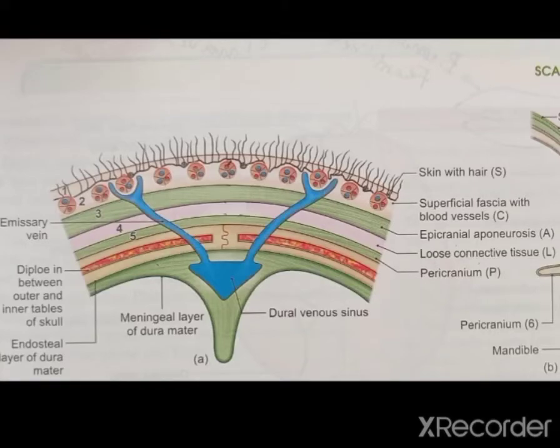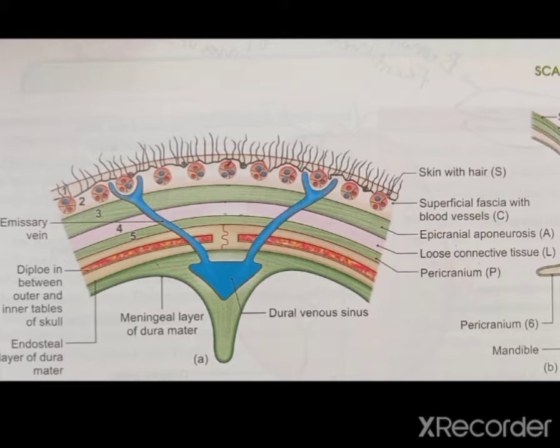In this tutorial, we're going to talk about the layers of the scalp, artery and nerve supply of the scalp, venous drainage of the scalp, and some clinical anatomy. Let's discuss one by one. First of all, we are going to discuss the layers of the scalp.